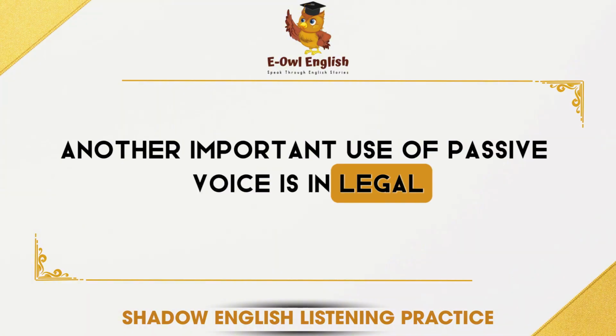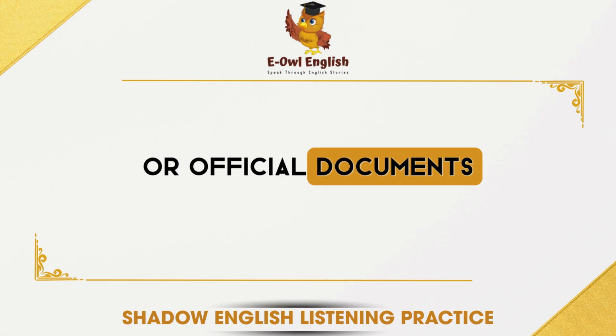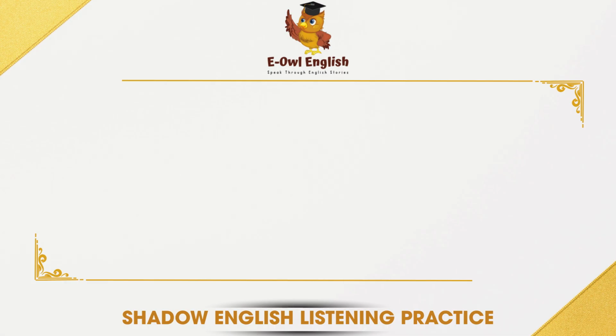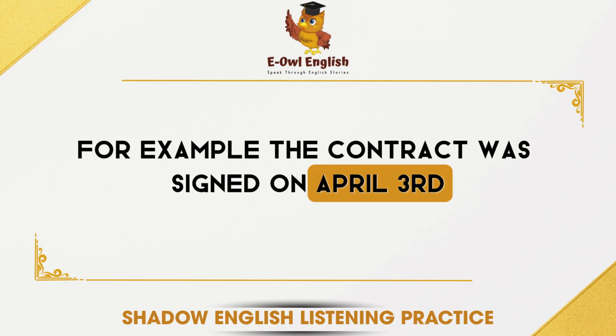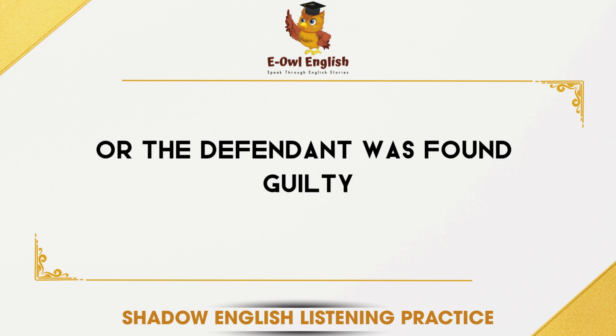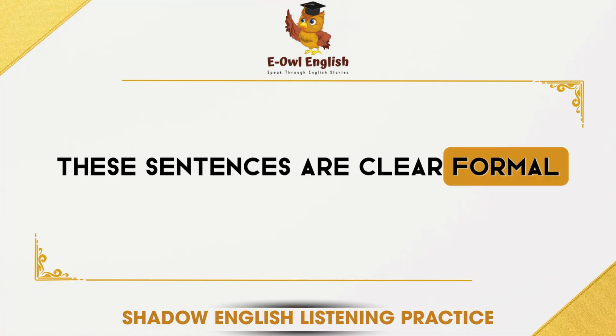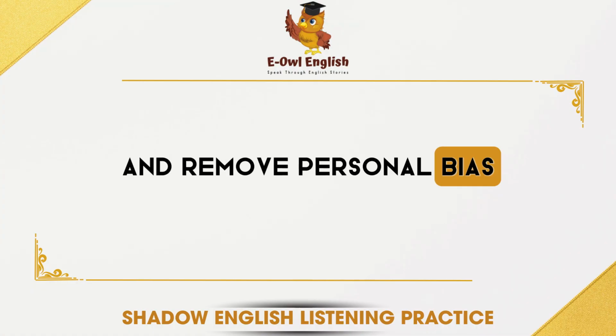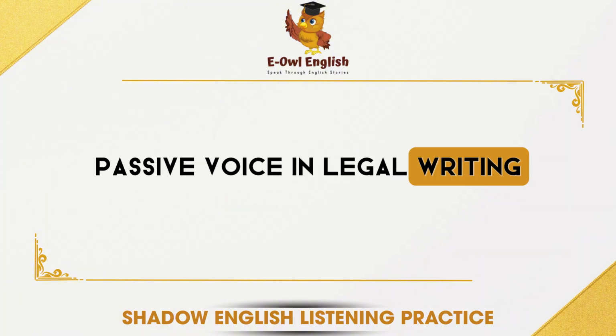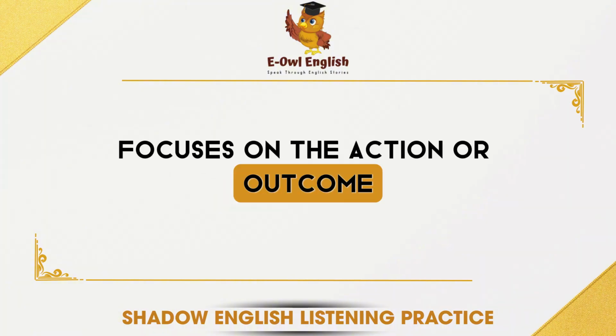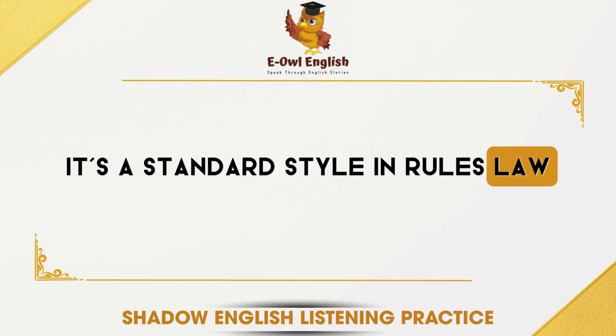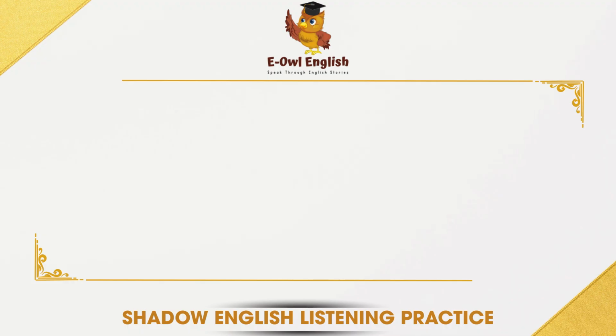Another important use of passive voice is in legal or official documents. For example, the contract was signed on April 3rd, or the defendant was found guilty. These sentences are clear, formal, and remove personal bias. Passive voice in legal writing focuses on the action or outcome. It's a standard style in rules, laws, and procedures.